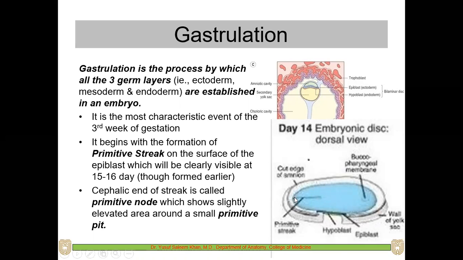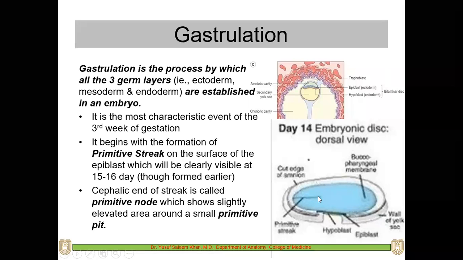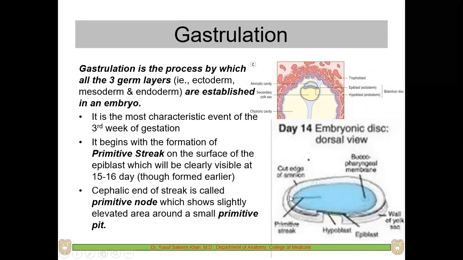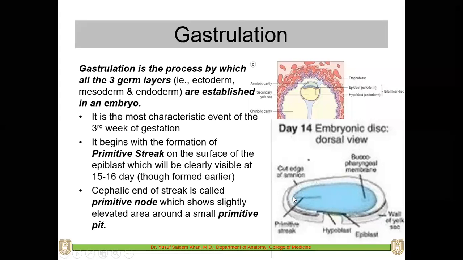The cephalic, meaning head end, of this primitive streak, this midline structure, will show a node that is called the primitive node, which shows a slightly elevated area around a small primitive pit. In the center there is a small pit, and around it there is a thickening called the primitive node. This is the primitive streak, a midline structure near the caudal end. Caudal means towards the tail end.